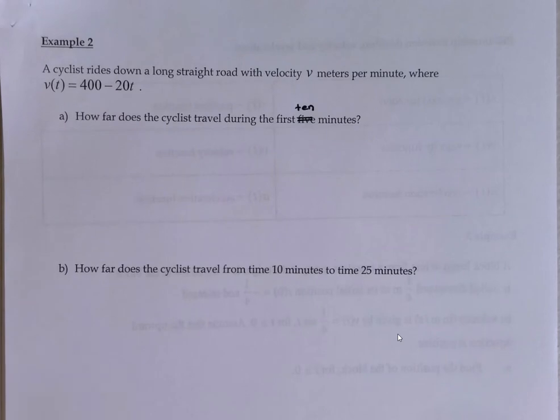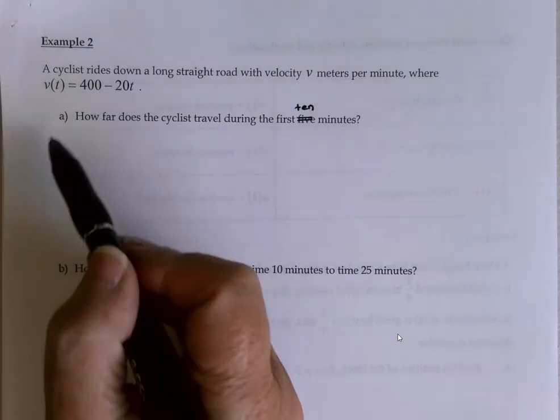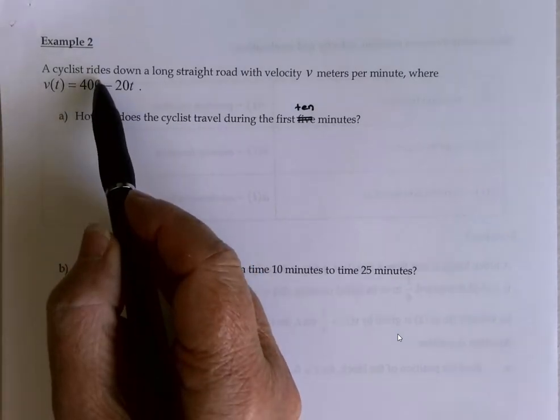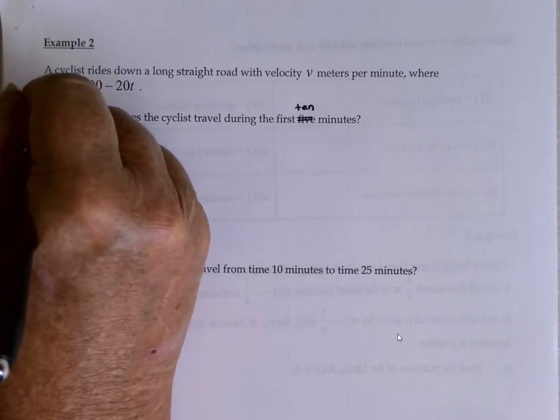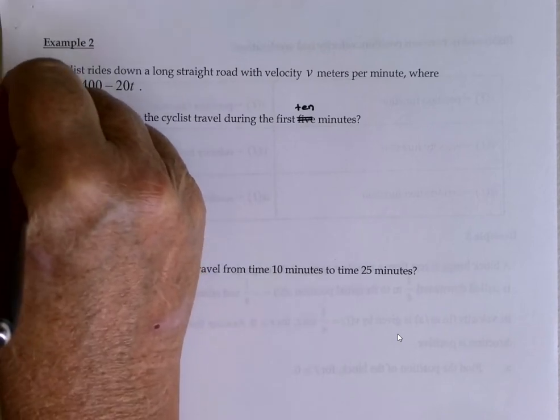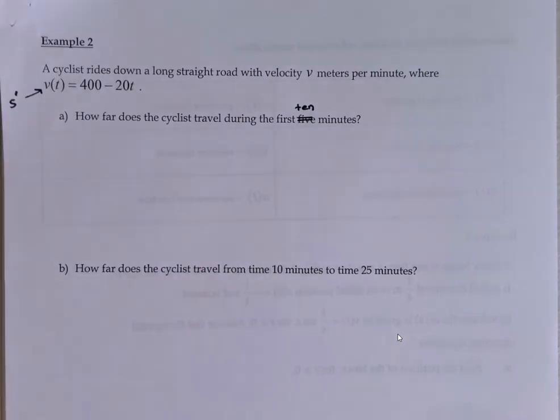This is section 6.1, part 2. And we'll continue with another example of our linear motion. In this case, we have a cyclist riding down a long straight road with velocity v meters per minute. And our velocity equation, notice again this is already velocity, it's already s prime, is 400 minus 20t.